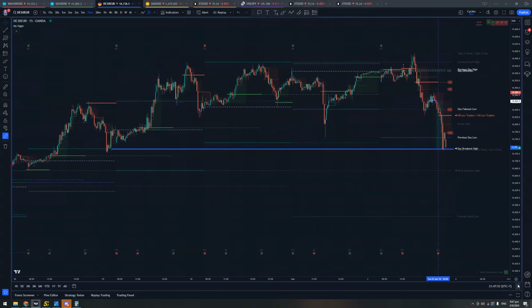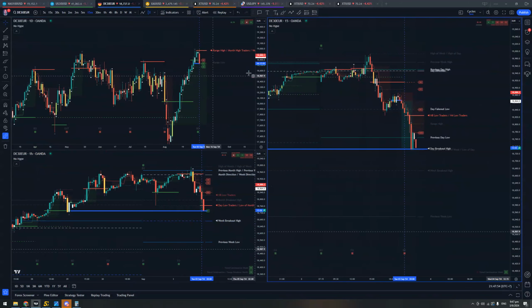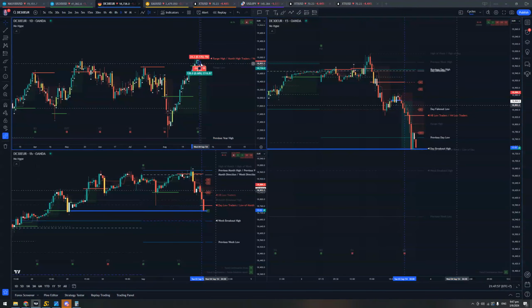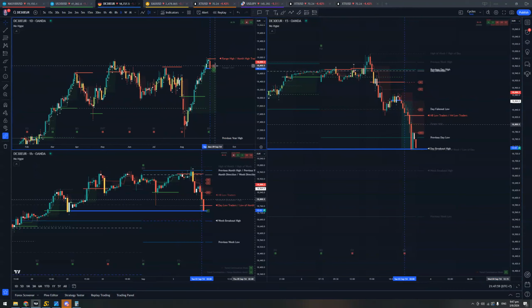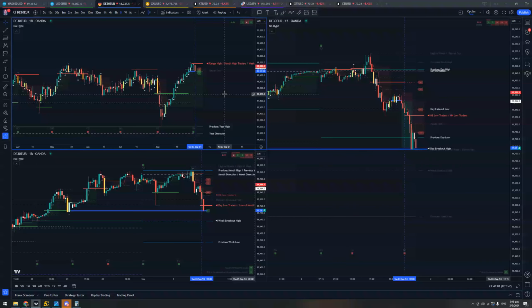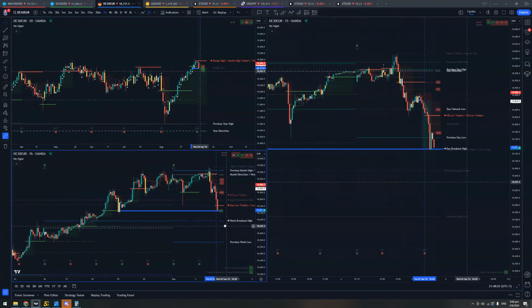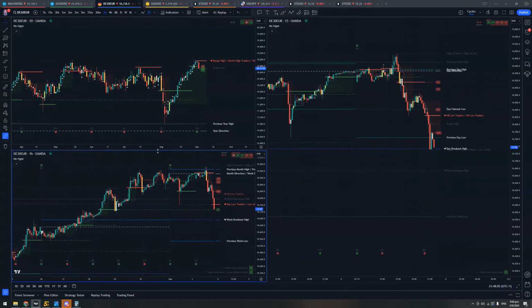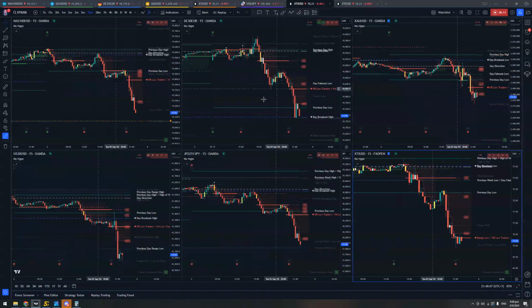I have runners in good positions. I think I took a really nice trade. Let's see if it'll run. Hopefully it does, but we shall see. So those are the three trades I took.